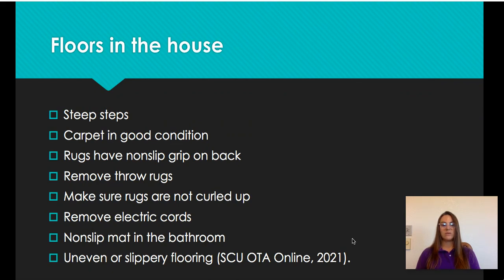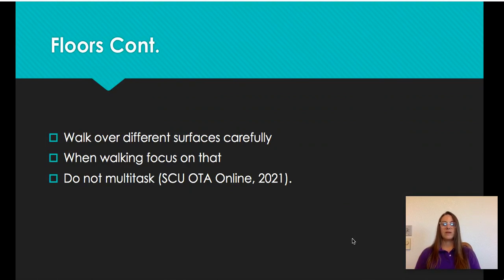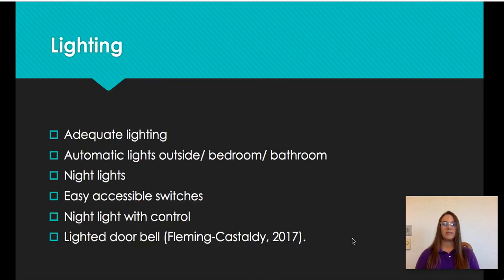Remove any electrical cords. In the bathroom, make sure you have a non-slip mat. And also inside of the bathtub, make sure you have a non-slip mat. And watch out for any uneven or slippery flooring. So if you have tile or hardwood floors, this can be slippery, so you can place a non-slip rug over that, that is in good condition. More things about the floors is we have talked about walking over different surfaces carefully, focus on walking, and do not multitask.